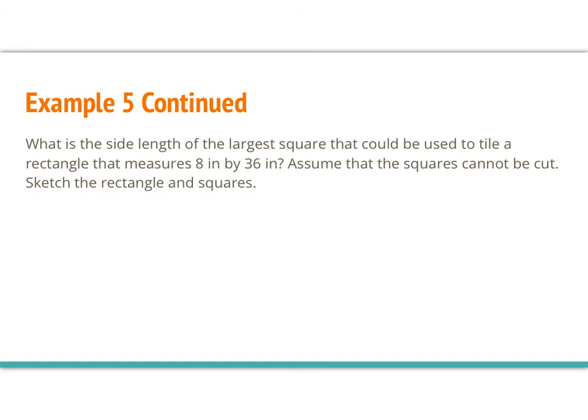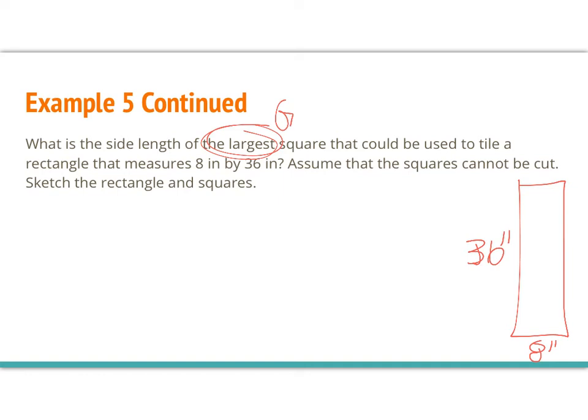So the second piece of this is, what is the side length of the largest square that could be used to tile a rectangle that measures 8 by 36 inches. So now we don't know the size of our tiles, we do know the size of our space. Okay, so we have this space that is 36 inches and 8 inches. And we want to find the biggest tile that is square that could fit in there. Okay, so we're looking for the largest, meaning the greatest, therefore it is the greatest common factor. Okay, these keywords help us to identify what we're looking for. So it's the largest divisor of both 36 and 8.